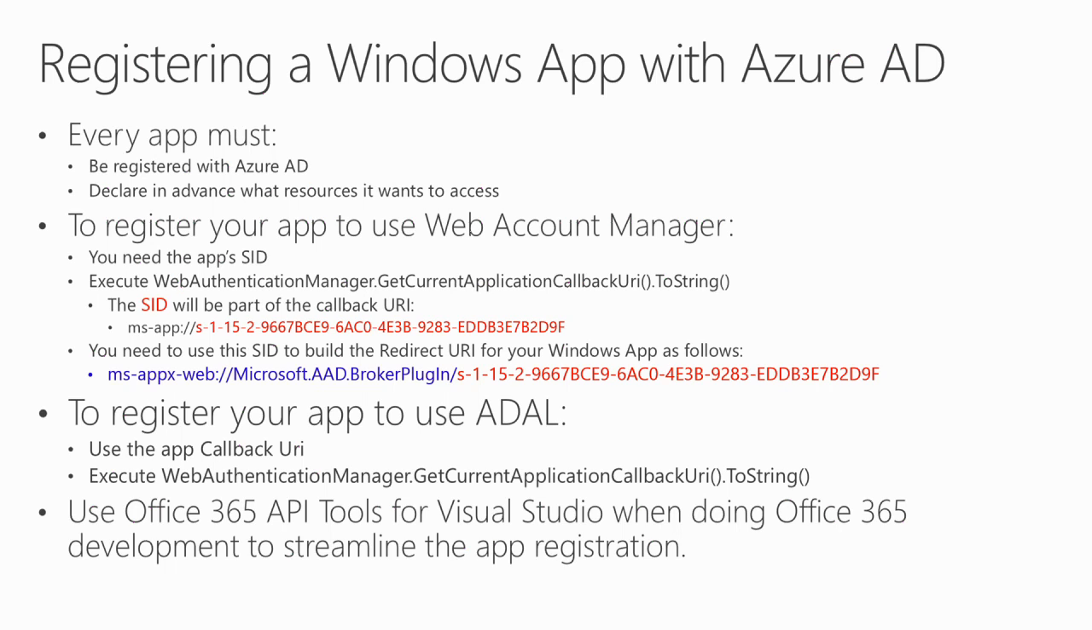So in Windows 10, it's a little bit different. The only difference here is the blue. The red, you can see the gray and a red, which is SID and MS app, that's kind of the callback URI. In Windows 10, it makes it an even stricter rule to say, hey, it needs to be MS Apex Web, Microsoft AD Broker plugin, and then the SID. So currently we have to construct this, but there'll be more APIs to actually provide you access to these, so it will give you exactly that URI, so you can actually copy and paste in the Azure AD.